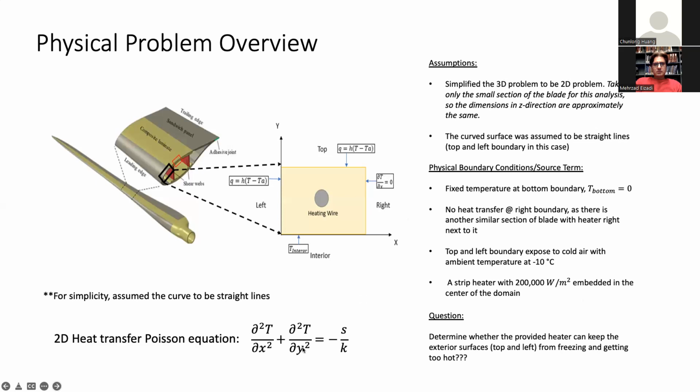At the bottom here is the 2D equation we use to solve this problem. It's really the heat transfer Poisson equation. We also simplify this 3D problem into a 2D problem. How we simplify it will be demonstrated in the later slides.